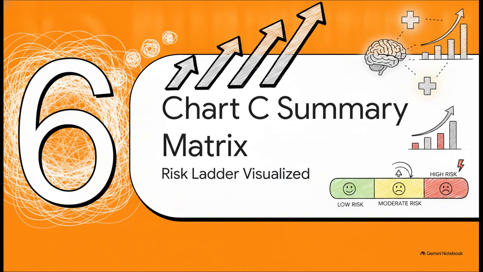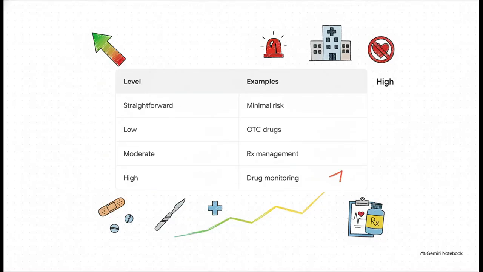Finally, Section 6, Chart C Summary Matrix, the risk ladder visualized. Let's bring all these concepts together into a clean, definitive structure. When you're reviewing a chart, you need to be able to instantly visualize where the encounter lands on the spectrum of risk. So think of this as your ultimate mental matrix for auditing.